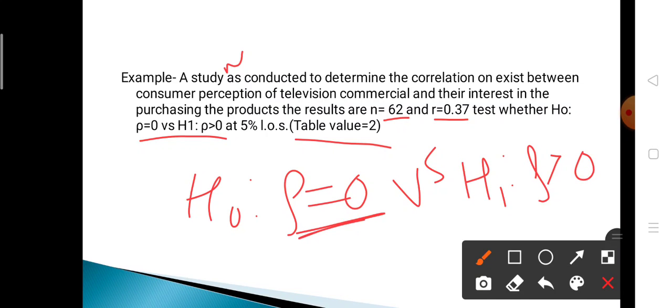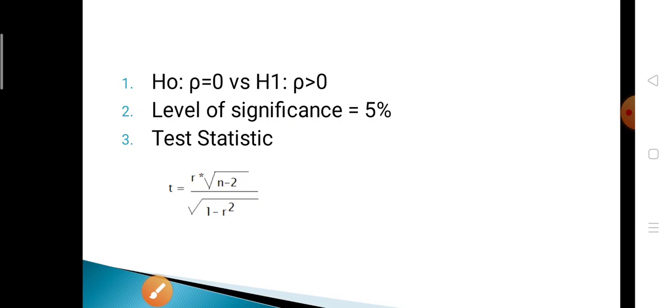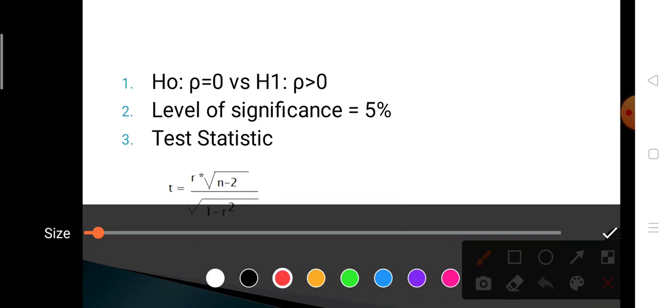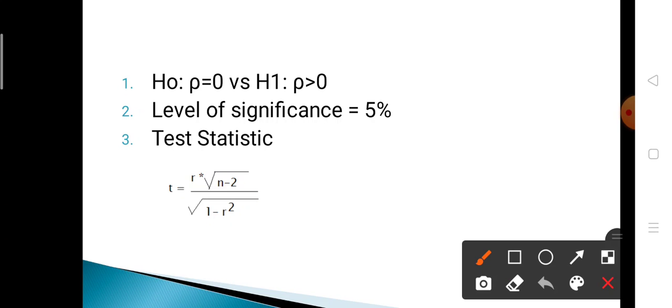Rho is equal to 0, that means no correlation exists between the variables, and rho is greater than 0, that means a positive correlation exists between the variables. So we want to test whether the correlation is positive or there is no correlation. So the first step involved in the testing of hypothesis is to formulate the null and alternative hypothesis.